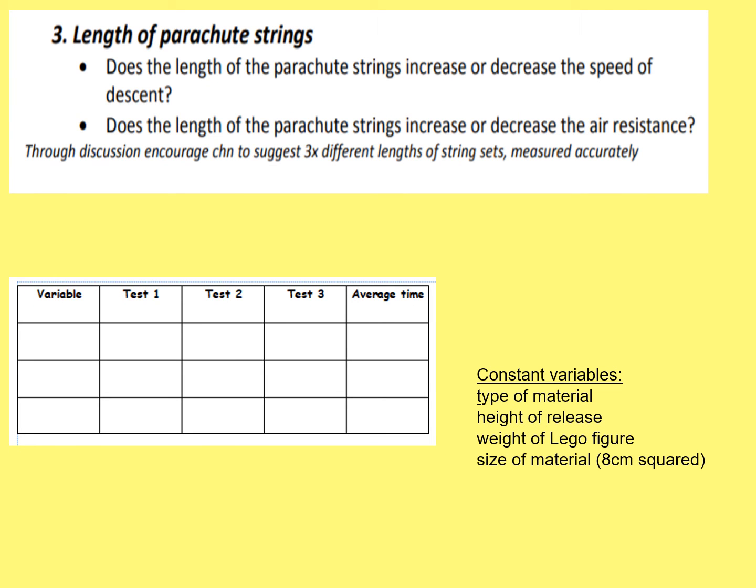Last variable that you could change. So for this experiment, boys and girls, you don't need to do all 3. You just need to change one. So are you going to change the material? Are you going to change the size? Or this last one here is the length of the string.